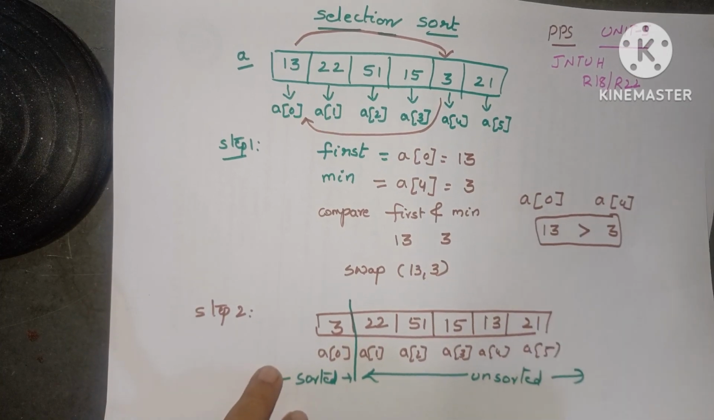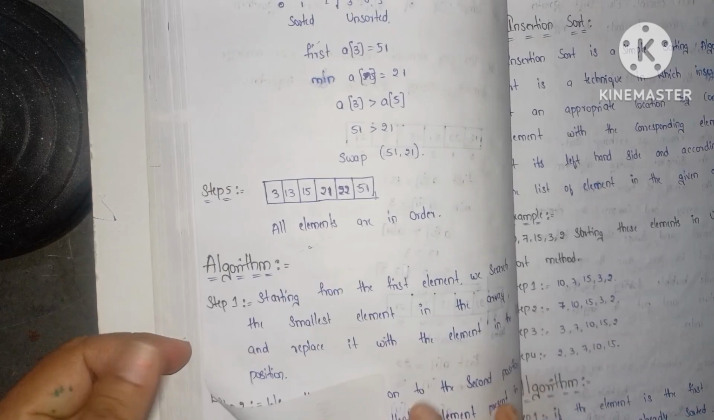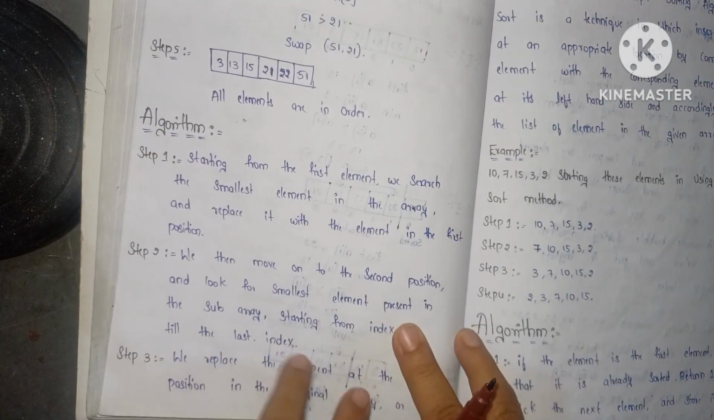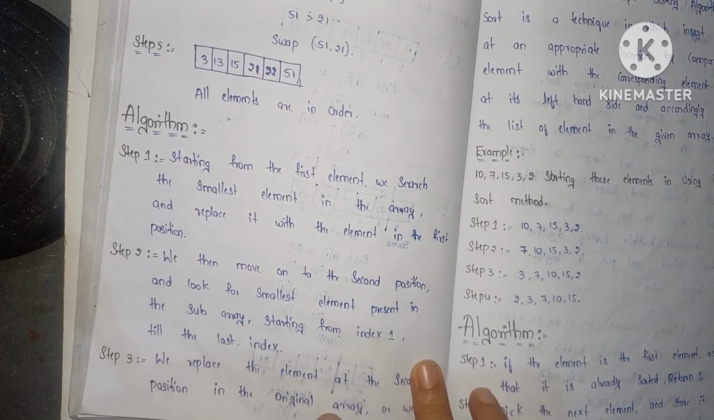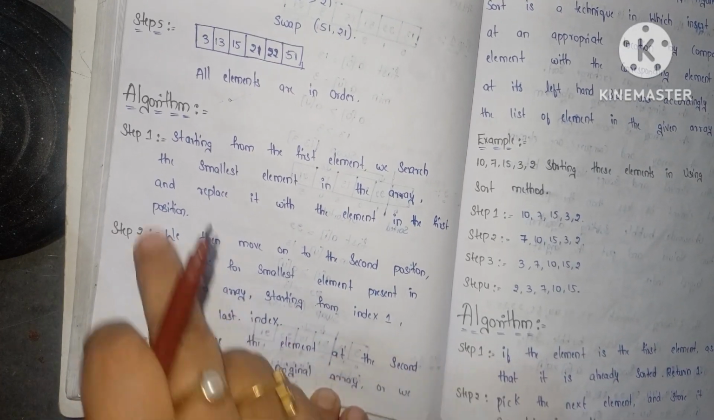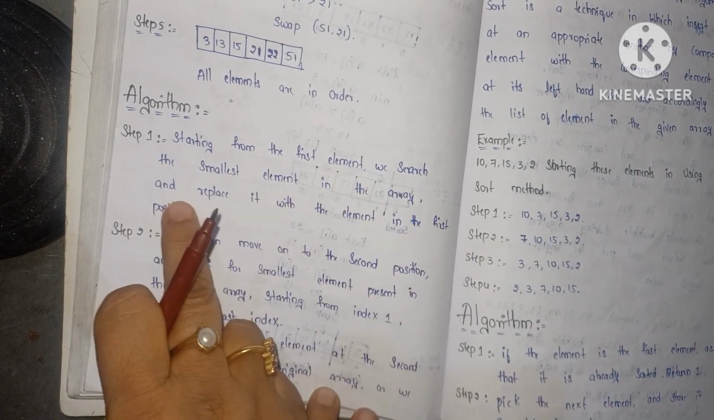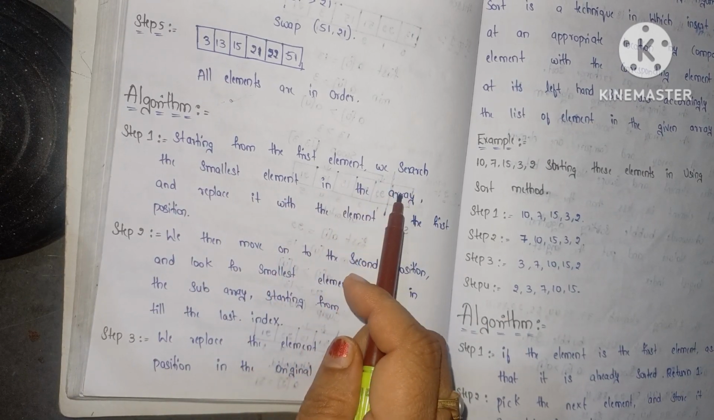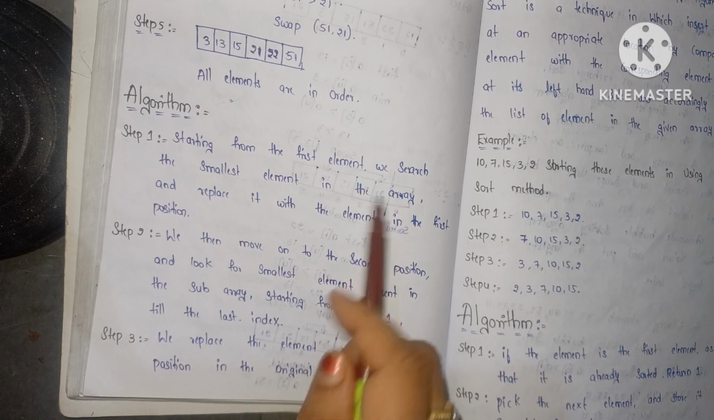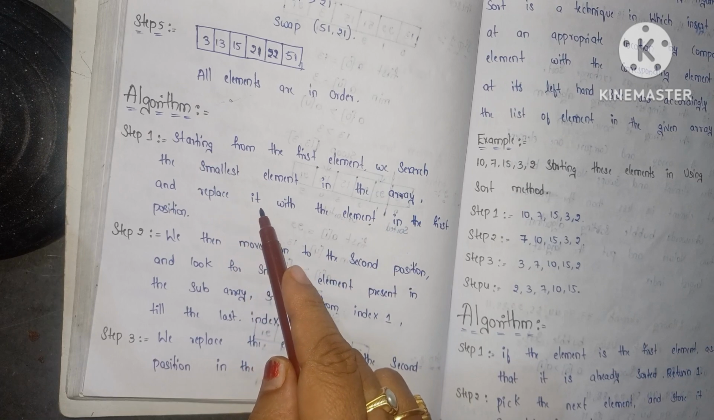So this is the numerical example for selection sort. Now I will explain how to write an algorithm. Algorithm for selection sort. What is an algorithm? Everything explained in terms of general English language is called an algorithm. Step 1: starting from the first element, we search for the smallest element in the array and replace it with the element in the first position.